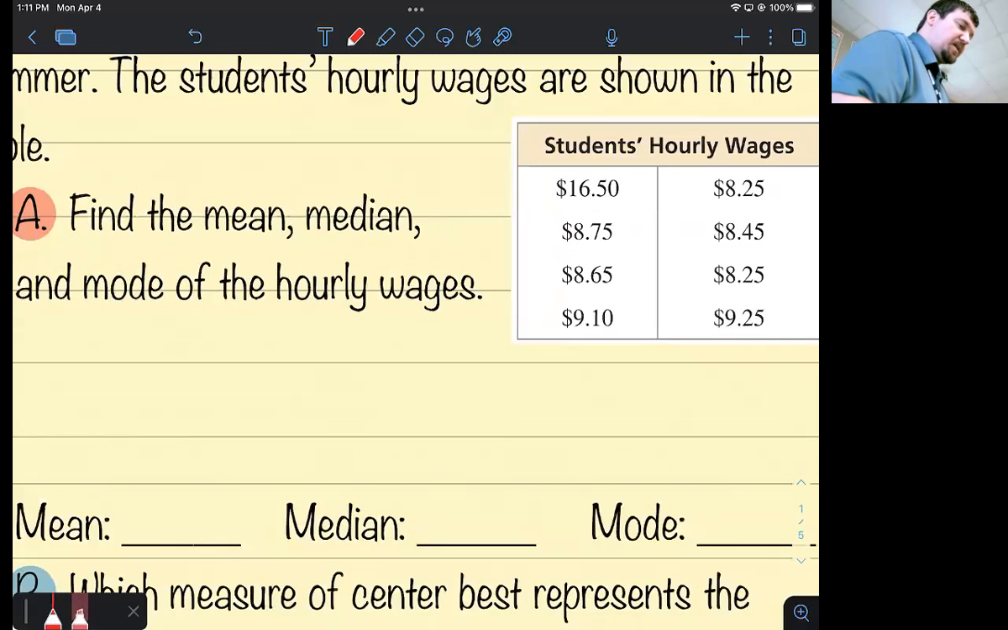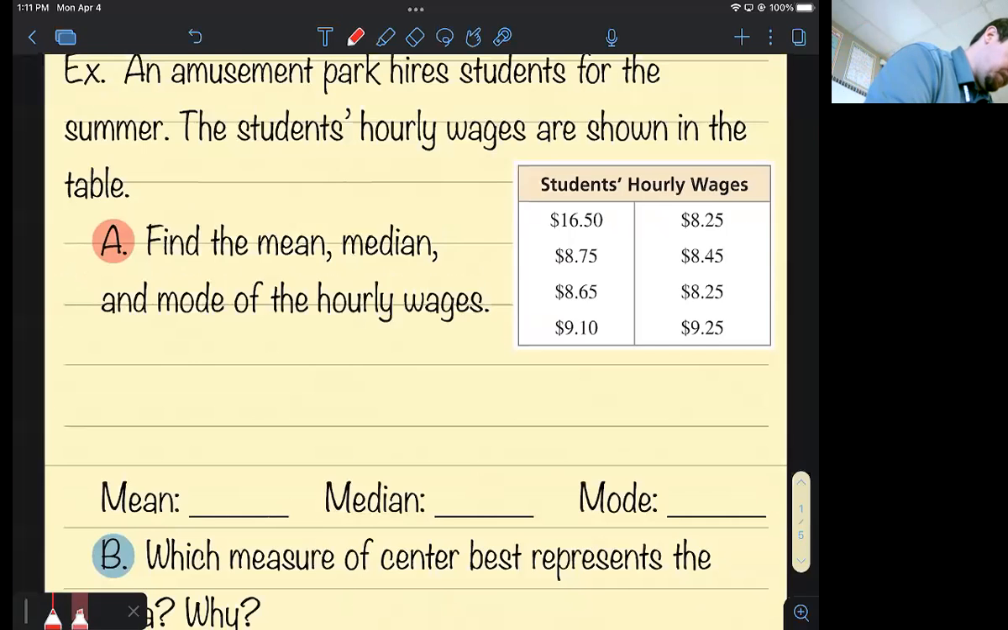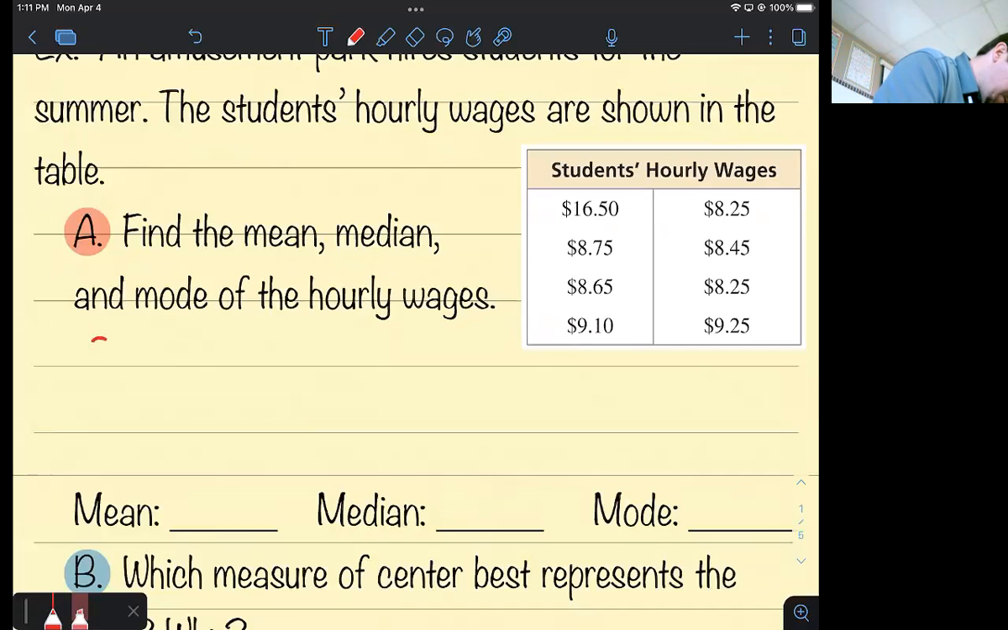So what's the smallest dollar amount up there, Carter? $8.25. I'm going to ignore the dollar sign, just write 8.25. What's the next one? Somebody, anybody? Shout it out. Same thing, 8.25. Okay, what's the next one? $8.45. Next one? $8.65. Next? Okay.